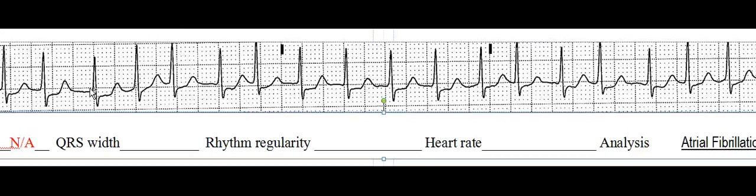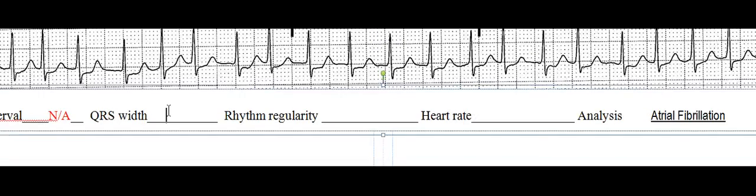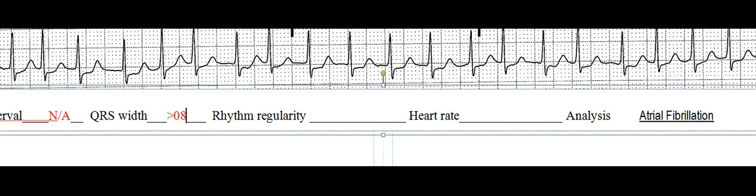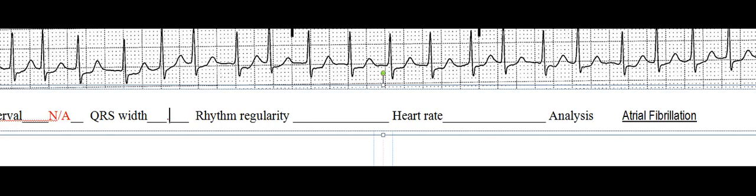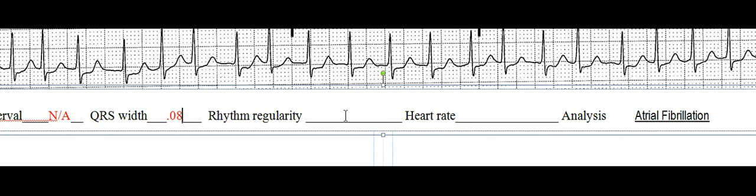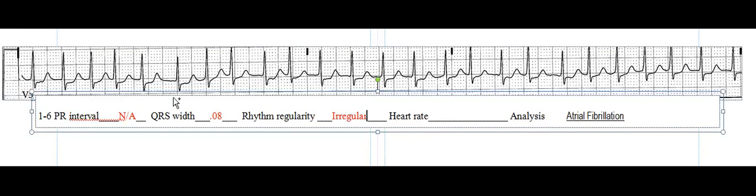So I'm going to write QRS width. I'm going to go with a 0.08. There we go. Regularity, as we said, is quite irregular. Heart rate. All right, this is one of those irregular strips. We're going to have to do 6-second method.